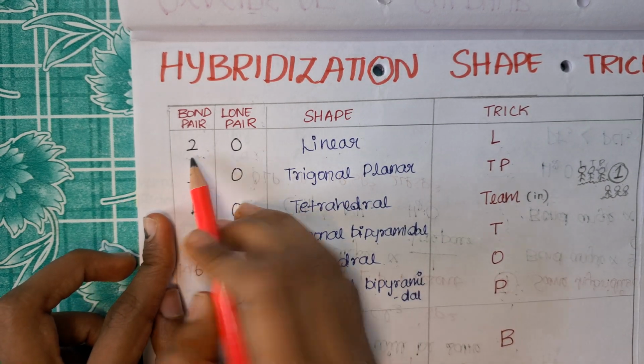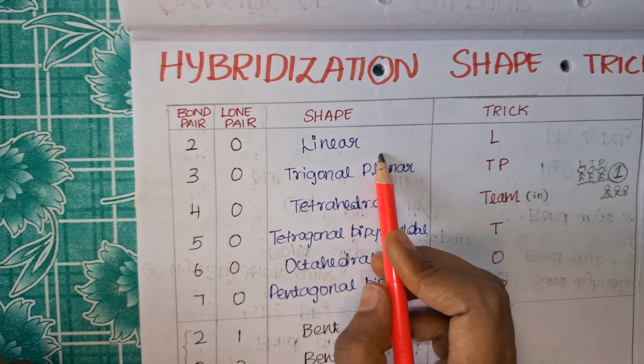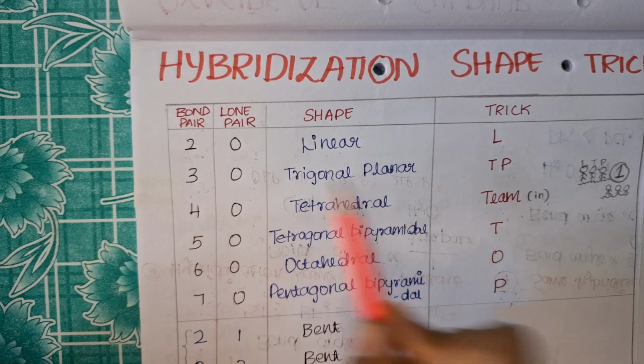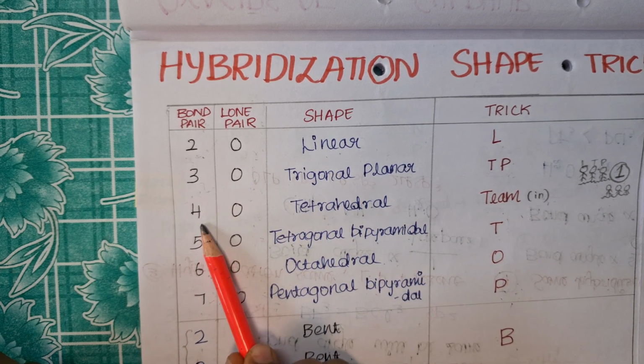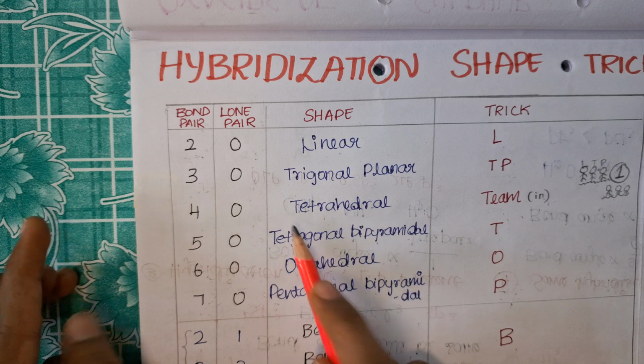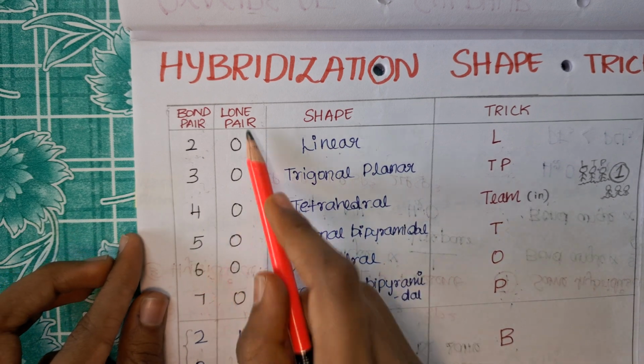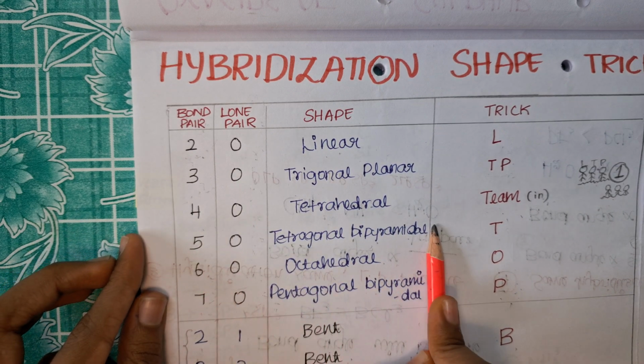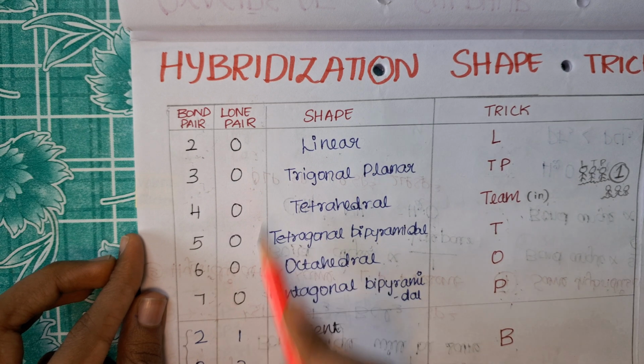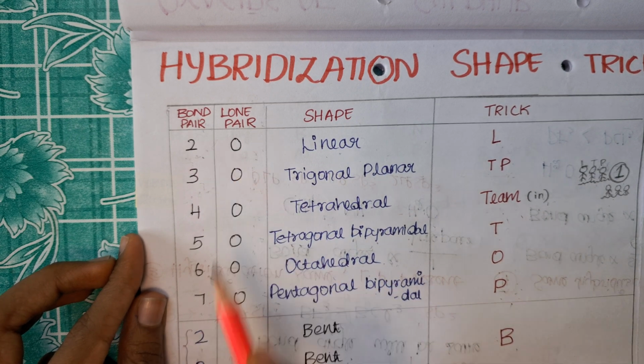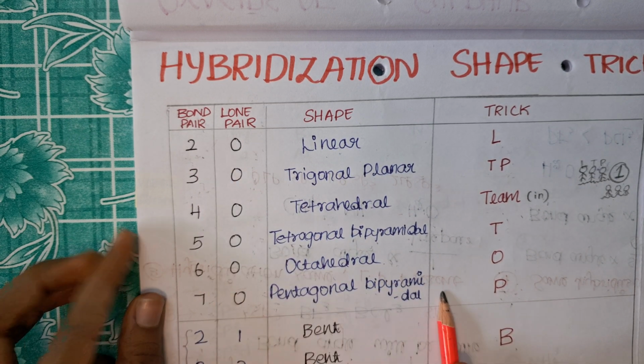So now when bond pair is 2 and lone pair is 0, the shape is linear. When bond pair is 3, lone pair 0, trigonal planar. Bond pair 4 and lone pair 0, tetrahedral. Bond pair 5 and lone pair 0, trigonal bipyramidal. Bond pair 6 and lone pair 0, octahedral. Bond pair 7 and lone pair 0 is pentagonal bipyramidal.